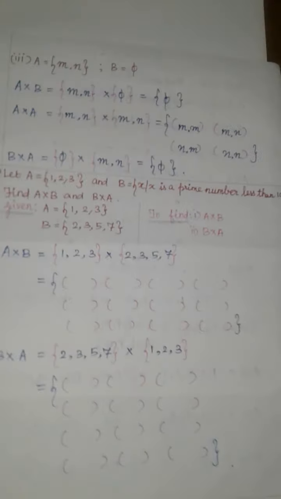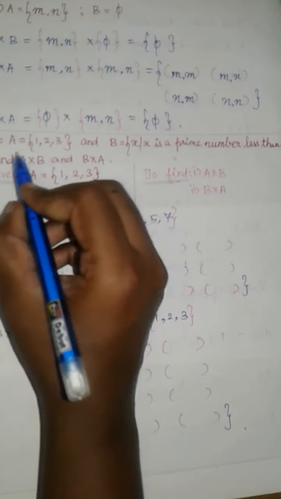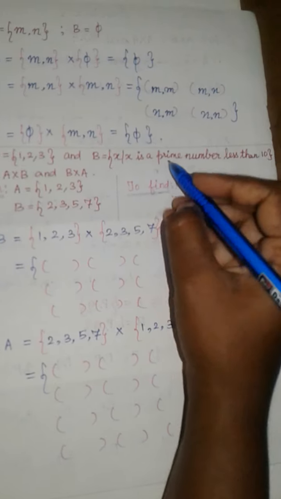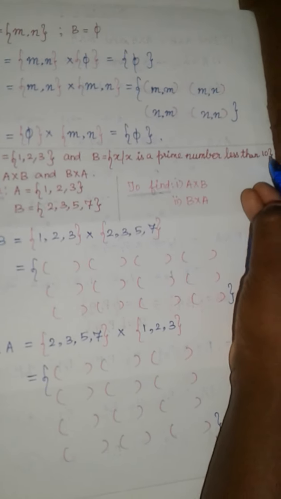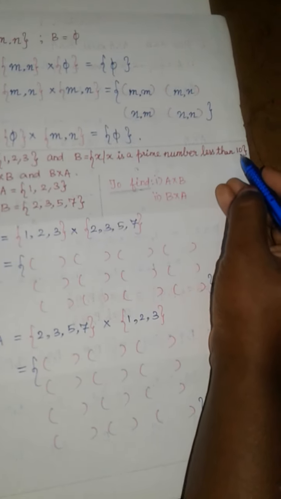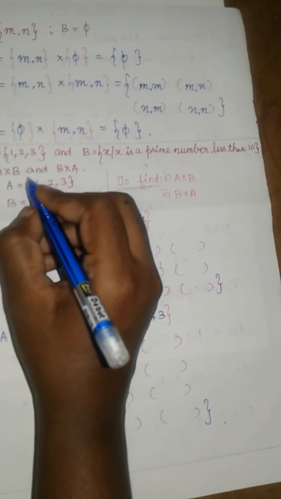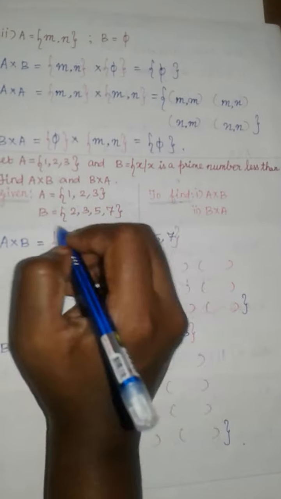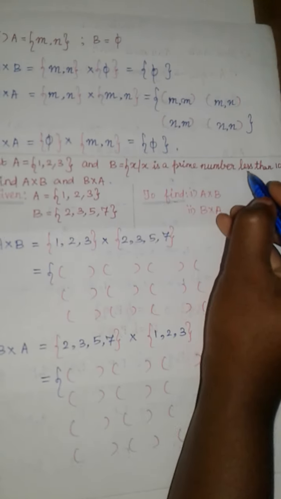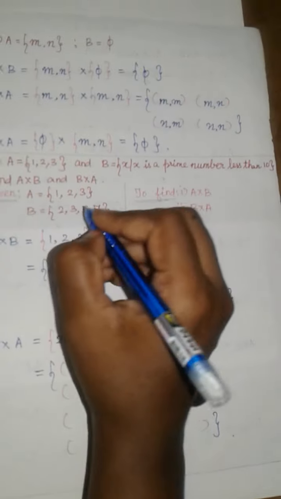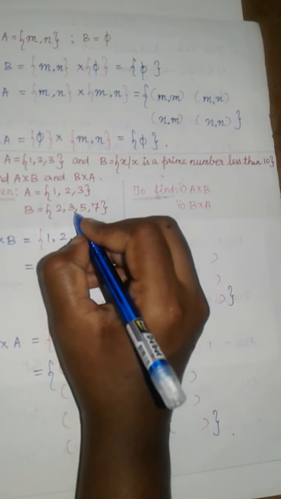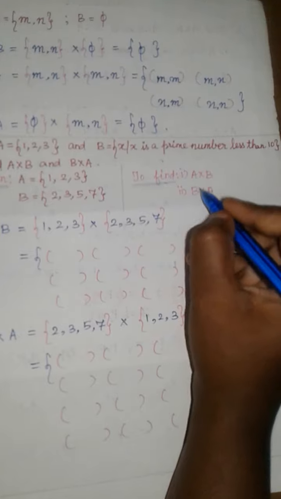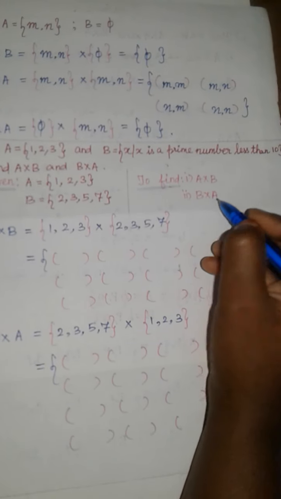Okay, now second question. Let A is equal to {1, 2, 3} and B is equal to {x such that x is a prime number less than 10}. Find A cross B and B cross A. As given, A is equal to {1, 2, 3} and B is the prime numbers less than 10. So the prime numbers less than 10 are 2, 3, 5 and 7. First listing those numbers, then finding the Cartesian products A cross B and B cross A.